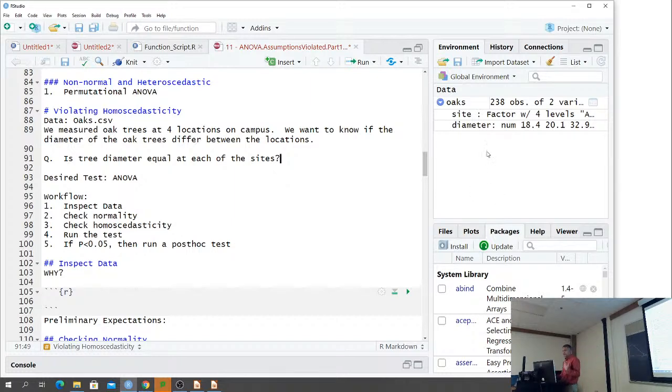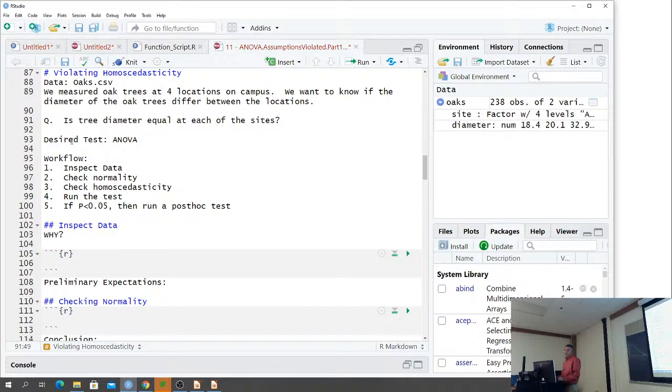So we look at our data, and we see that we have two variables, site and diameter. One of them is a categorical variable, a nominal variable. One of them is a measurement variable, that's diameter. So we know we want to run ANOVA. All right, so our general workflow is this. We first inspect the data. Once we inspect the data, we check for normality. Then we check for homoscedasticity. We run our tests, and if everything checks out and our p-value is less than 0.05, we continue with a post-hoc test.